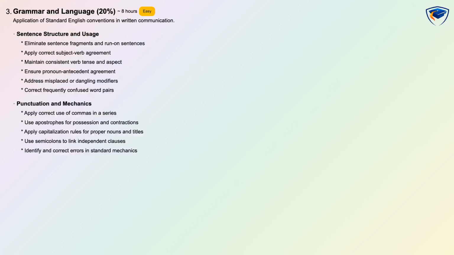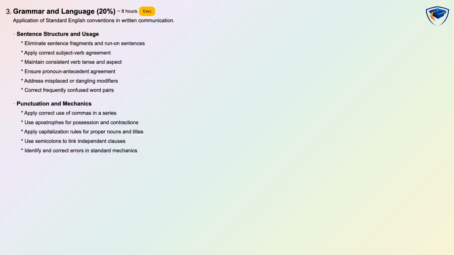Grammar and language makes up 20% of the exam and targets the application of standard English conventions in written communication, a domain considered easy with an estimated 8 hours of focused study and scenario-based assessments. You will practice correcting sentence-level problems by eliminating fragments and run-ons, applying correct subject-verb agreement, maintaining consistent verb tense and aspect, and ensuring pronoun antecedent agreement.